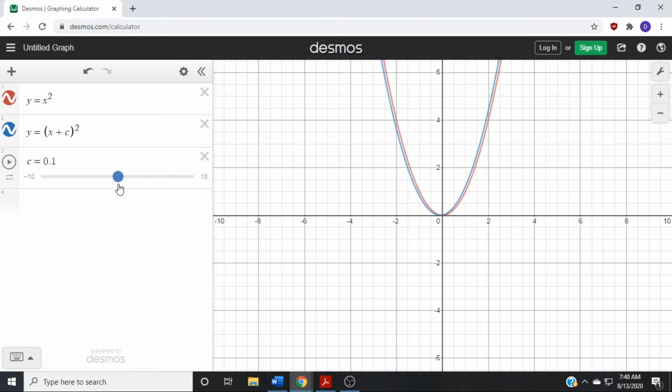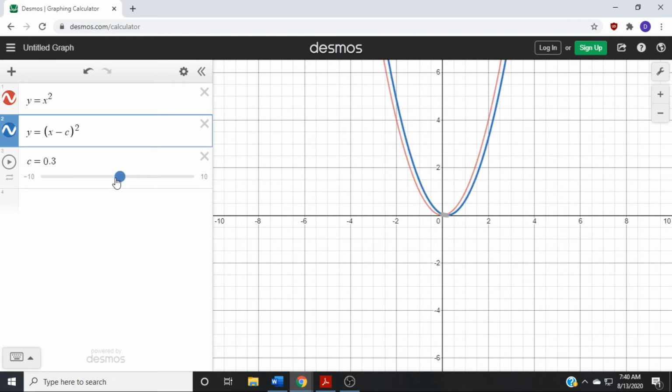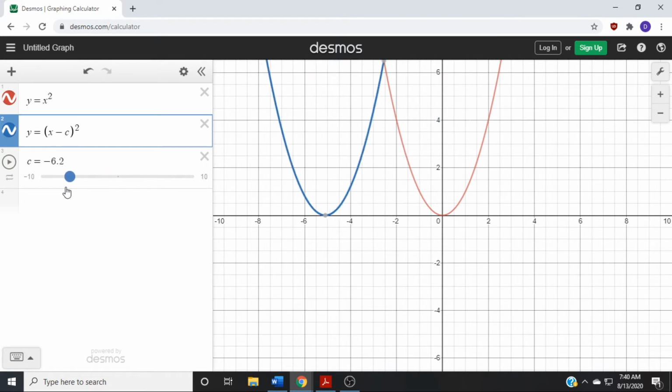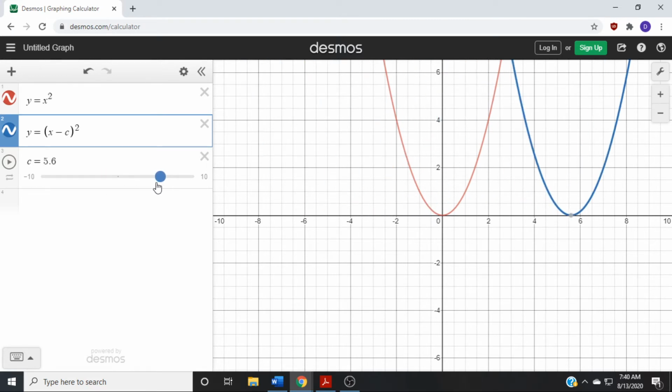Okay. Now what if we added a negative here? Okay. So we're minusing c. What happens? If we minus c, we go to the right. Okay. So plus c to the left, minus c to the right. Okay.